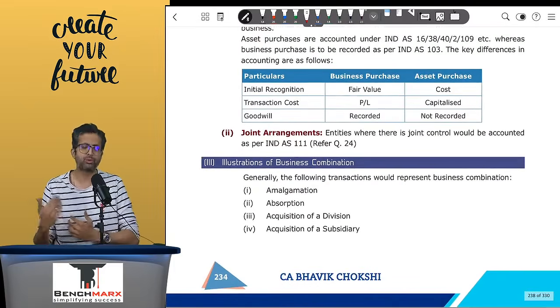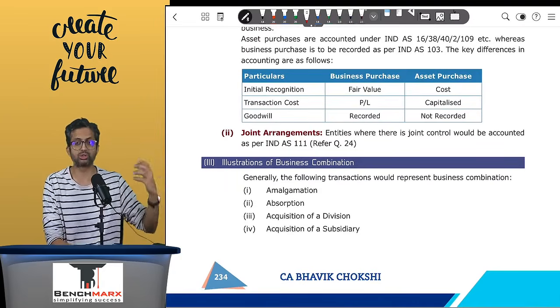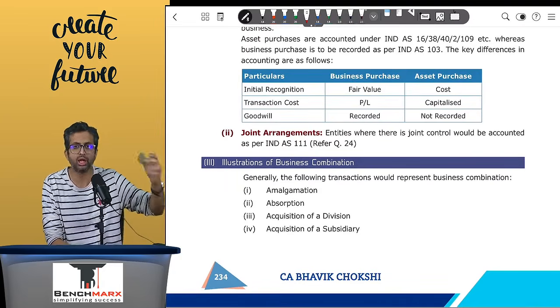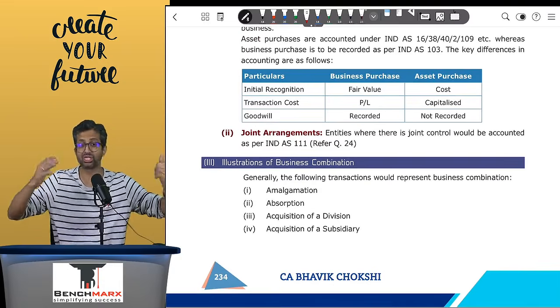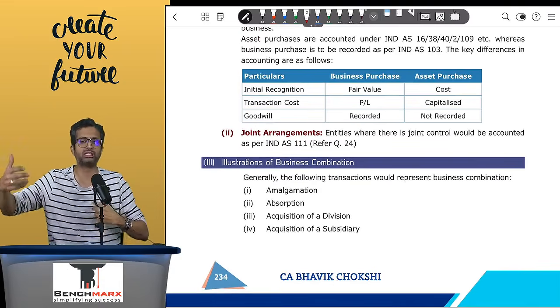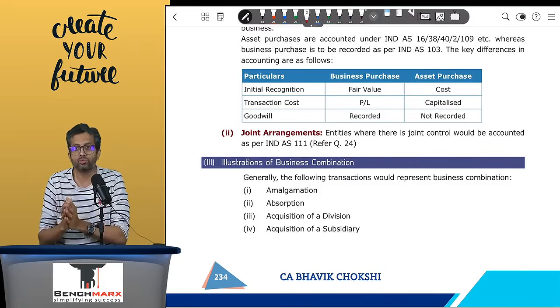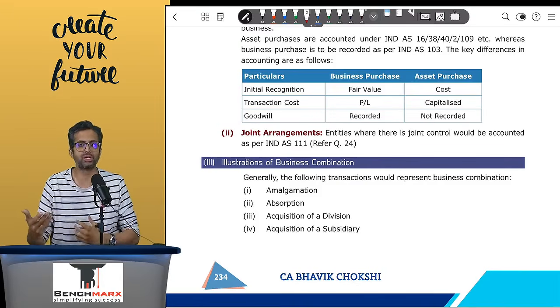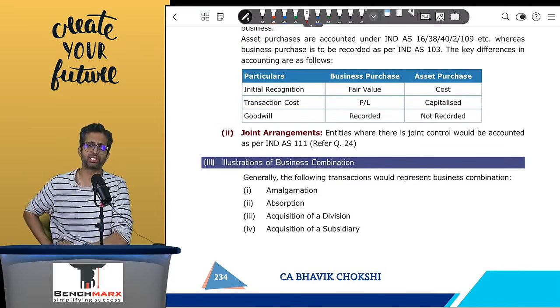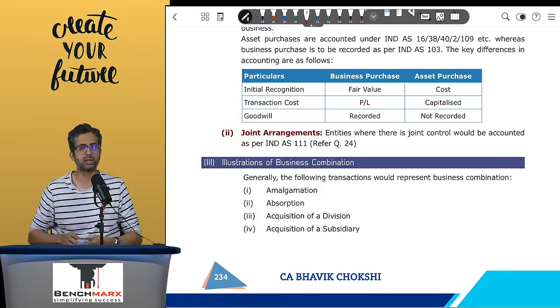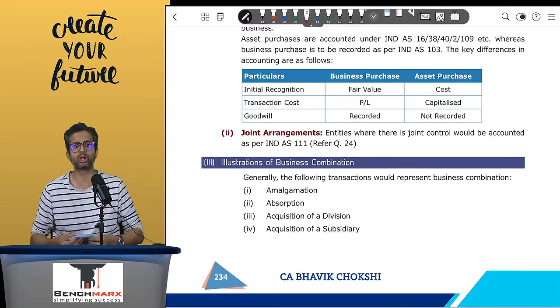Then before we go into the accounting, there are certain illustrations of business combinations which can apply maybe in SFS or CFS. Remember, if nothing is given, we are doing accounting in the CFS. So in certain cases of business combination, you might have a business combination even applying in the SFS. Like for example, there's an amalgamation or there is an absorption. Then even in the SFS, you will take over the assets and liabilities.